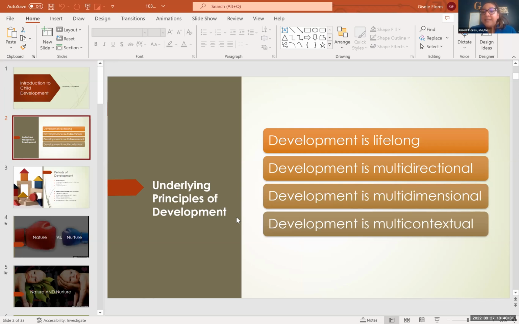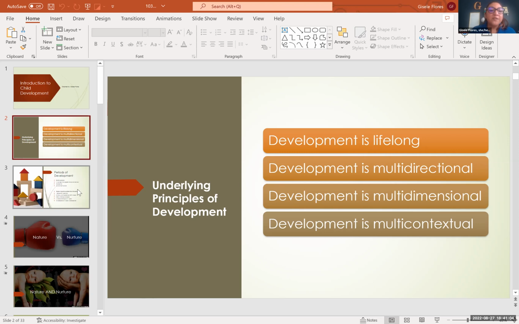When we look at development as multi-contextual, we're looking at the fact that children and individuals don't develop in a silo or in a bubble. We develop with influences from all over. We develop from our environmental influences, and we also develop based on our biological influences. We'll talk about that in a second when we look at nature and nurture. So those are the underlying principles of development.